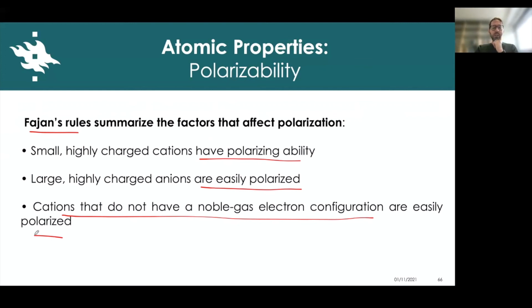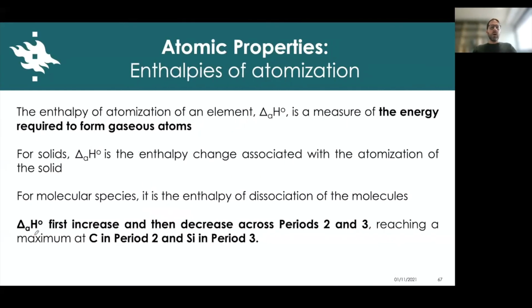Large charged anions are easily polarized because they are bigger. Anions are always bigger than the parent atom, and cations that don't have a noble gas configuration are easily polarized. All right, another important property is the enthalpy of atomization.